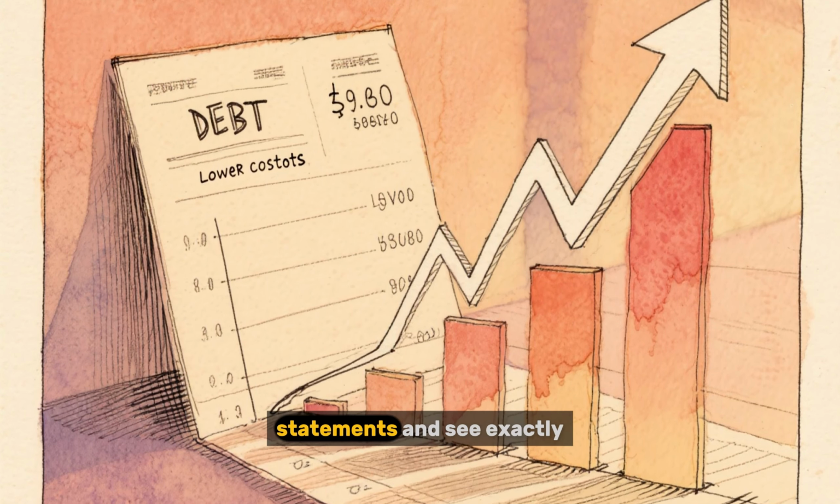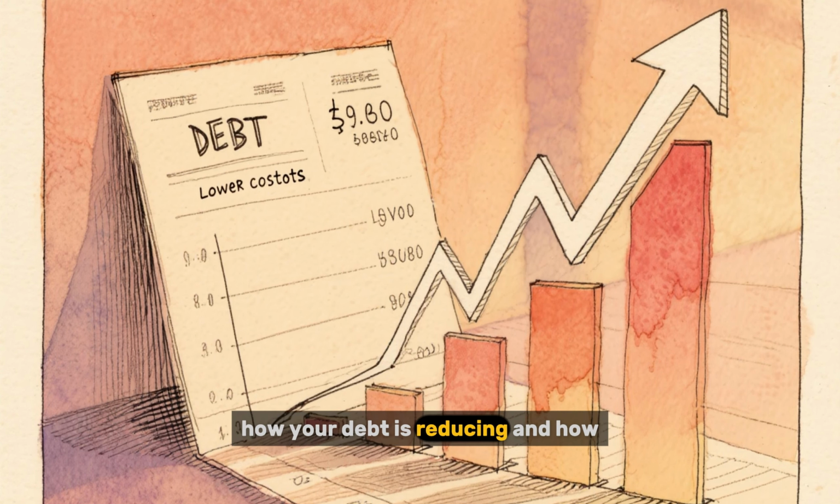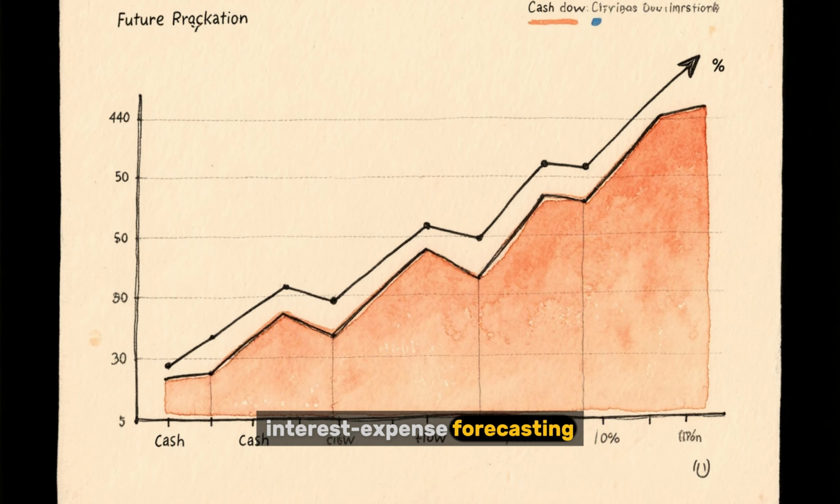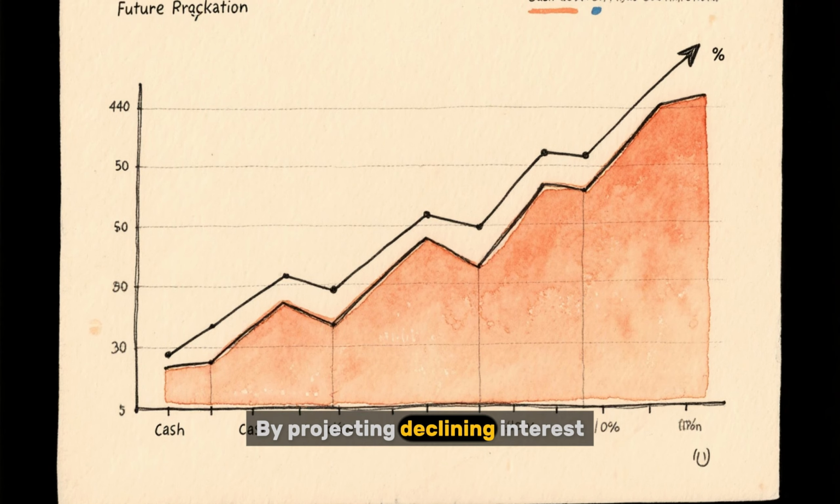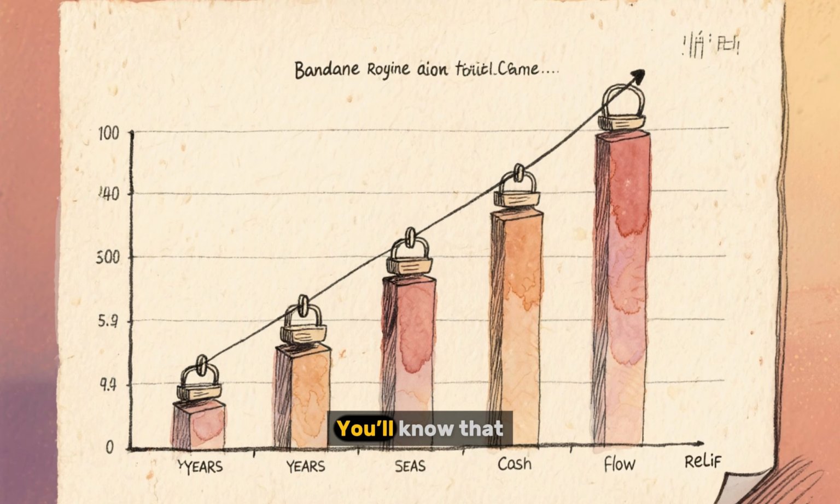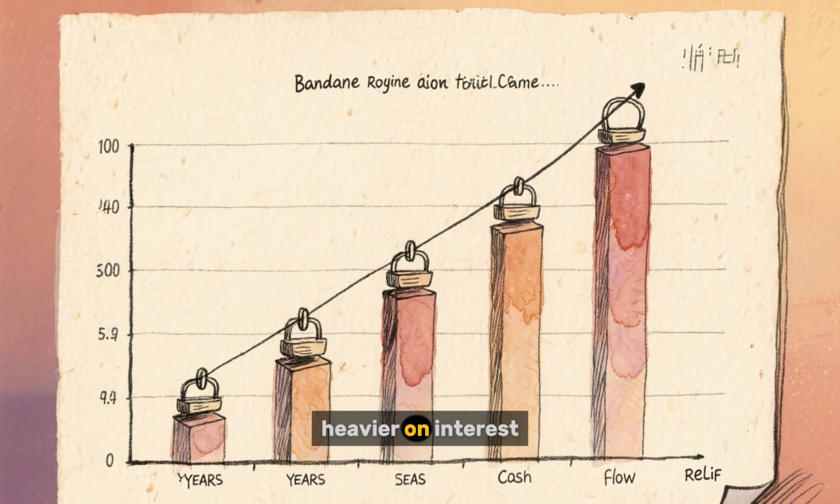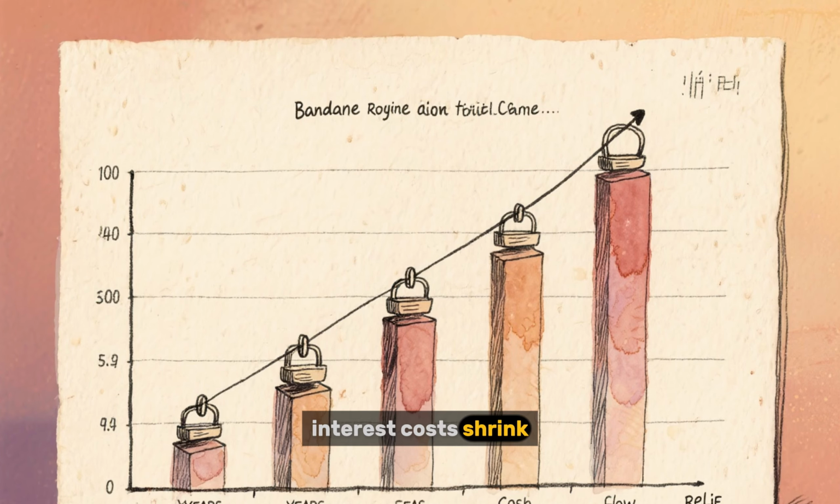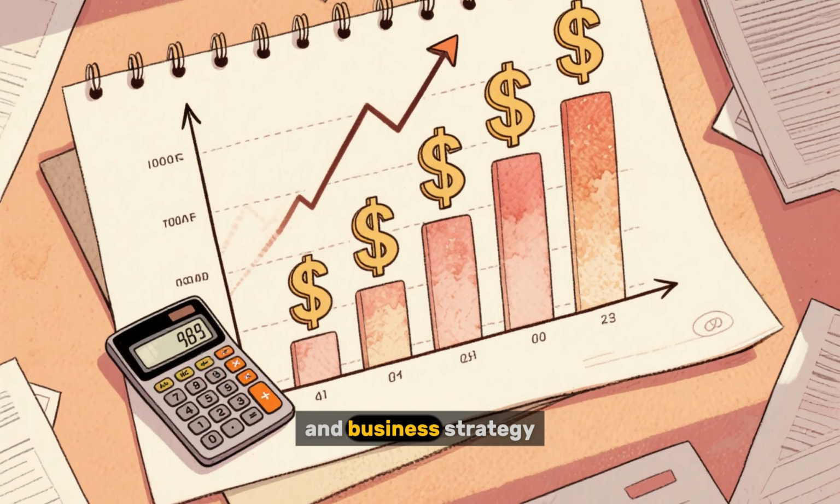They can look at your statements and see exactly how your debt is reducing and how your cost of borrowing evolves. It also helps with interest expense forecasting. By projecting declining interest over future periods, you can plan your cash flow more precisely. You'll know that the first year or two are heavier on interest, while later years free up cash as interest costs shrink. That's valuable information for budgeting and business strategy.